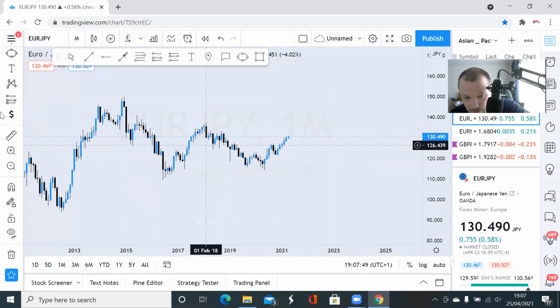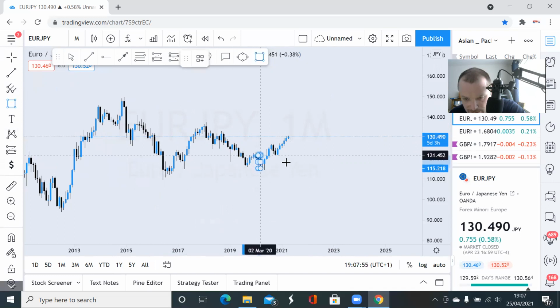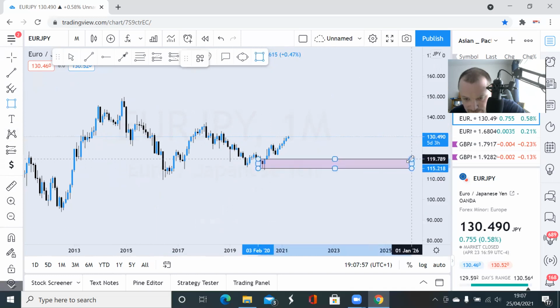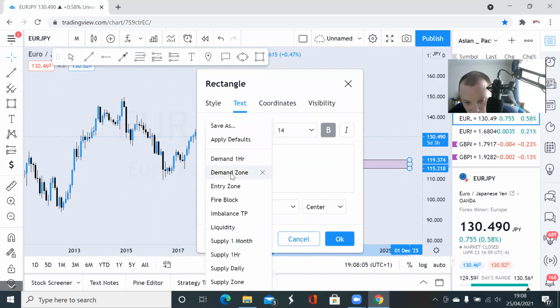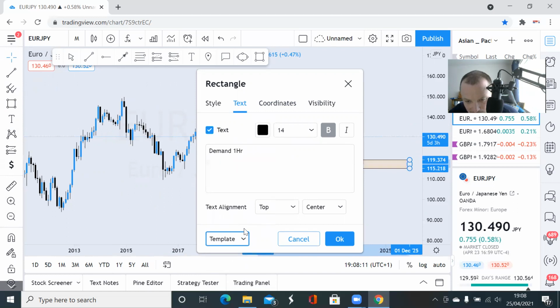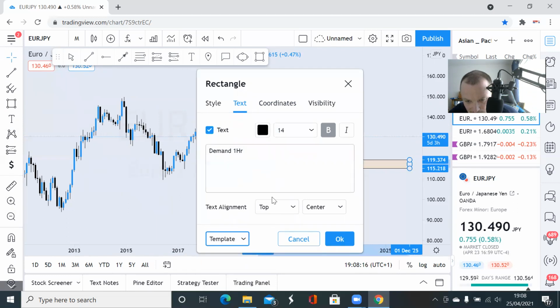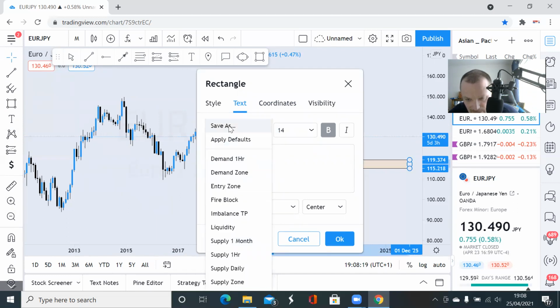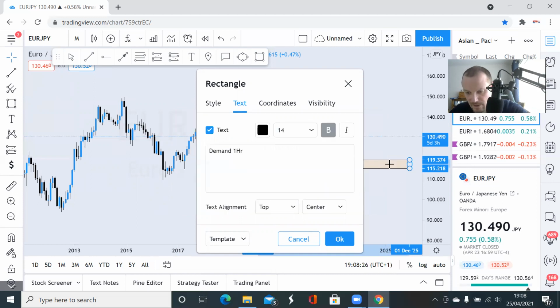So the last down before the up. Let's have a look. Rectangle. We've got that there. Pull this along, wick to wick, and we are going to put our template on. This would be a demand, M for monthly. Okay, so we'll save that on there.